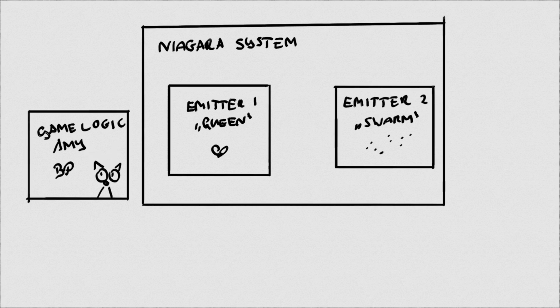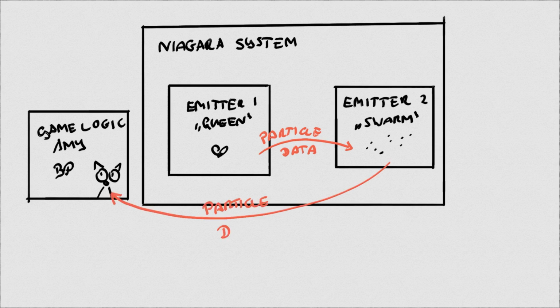Blueprint world. Now we need to let the swarm know where the queen is, so we have to pass particle data from one emitter to another emitter. We need to let the Blueprint logic know where the swarm particles are, so we have to pass particle data from this emitter to the Blueprint. And finally, the Blueprint logic wants to control the particle system in a number of ways, so we generally want to pass parameters into the system.